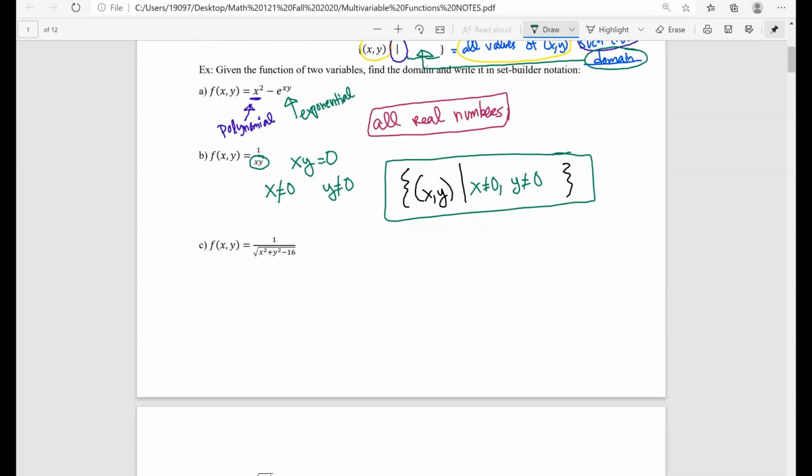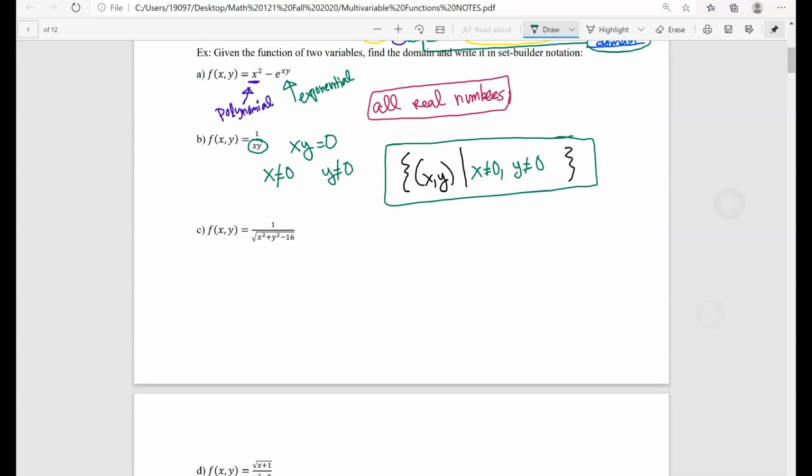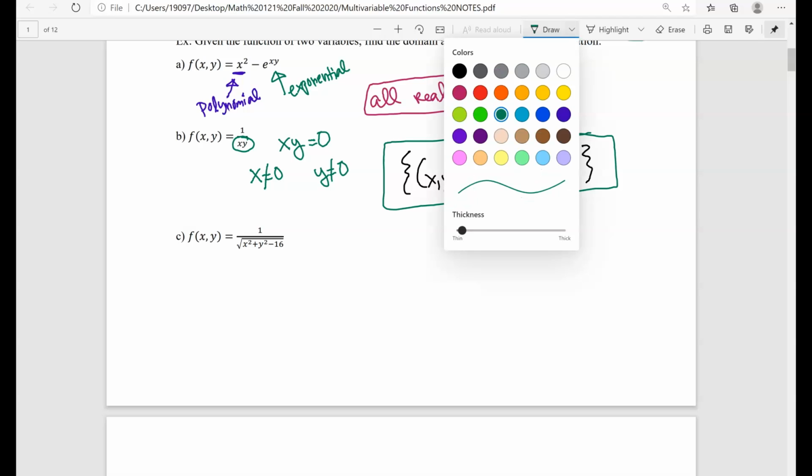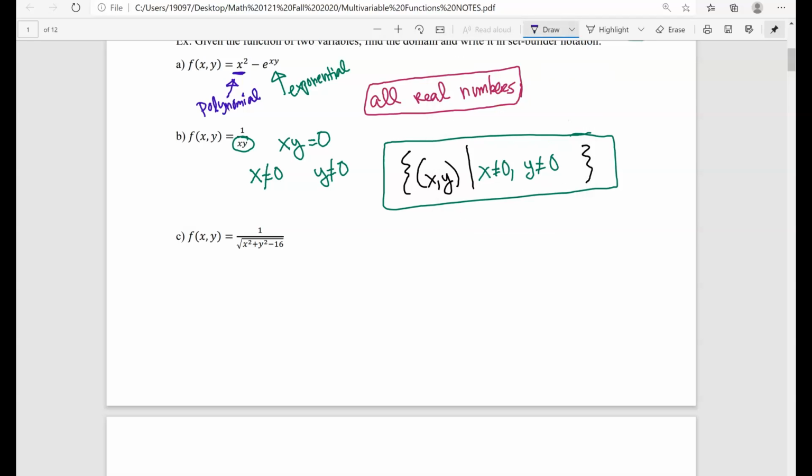Okay, how would we find this next one? f of xy equals 1 over square root of x squared plus y squared minus 16. Okay. So the first thing that we want to do is notice that we have two different things. We have a rational and we also have a square root. So a radical. So we kind of have a combination of both.